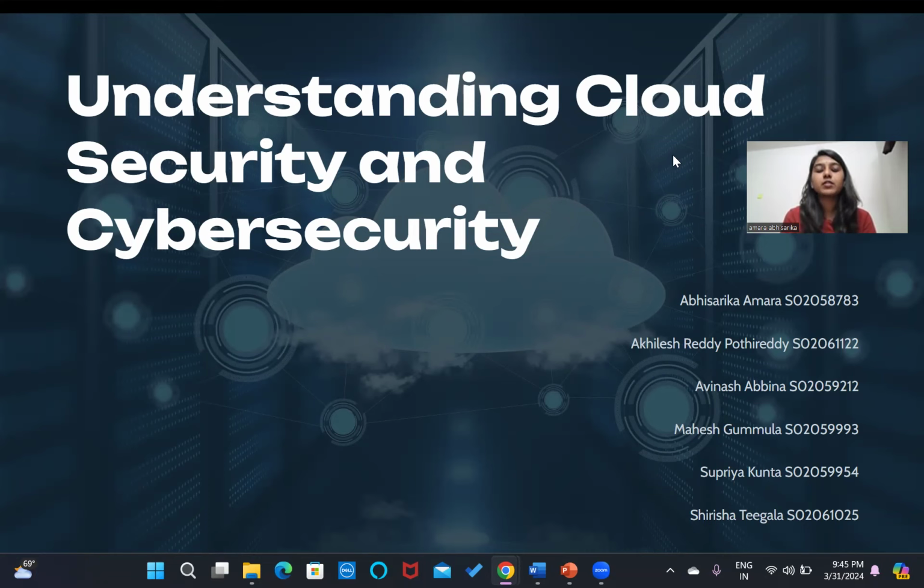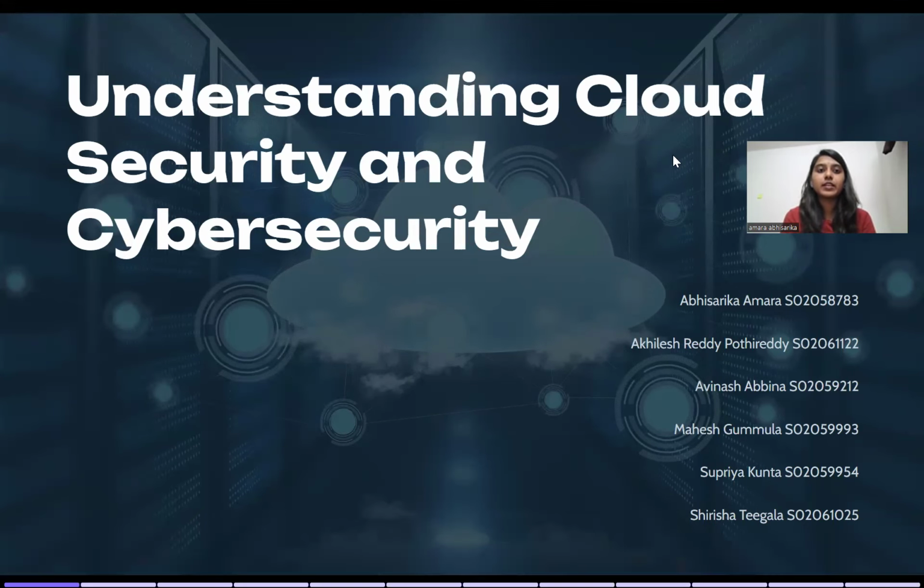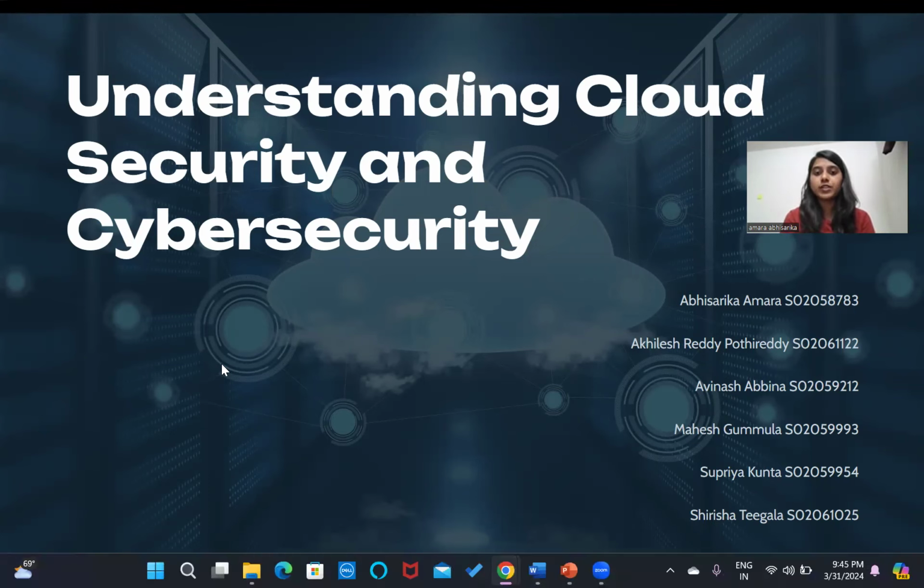Now we are discussing a topic on understanding cloud security and cyber security. Here, cloud security and cyber security are integral issues that cannot be neglected to develop modern computing. They comprise guidelines, platforms, and techniques that are used for ensuring secure data and applications in the cloud infrastructure.